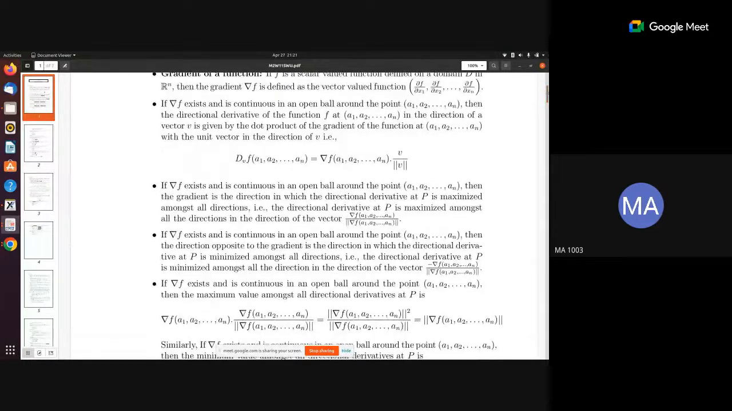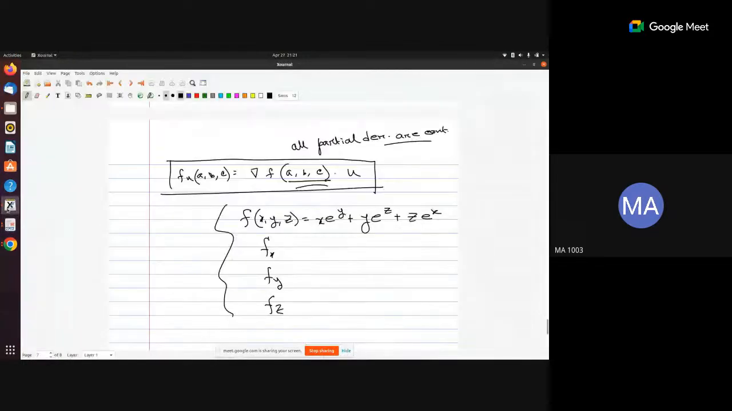Okay, so what is the next thing? Next is gradient descent, right? So gradient descent means what? When we are calculating the directional derivative, along which direction is the directional derivative maximum? That is our question, right? Along which direction will our directional derivative be maximum? That is what we are after.